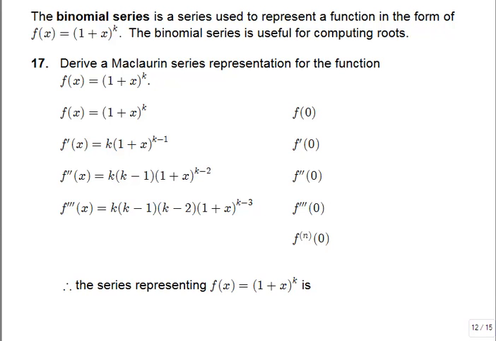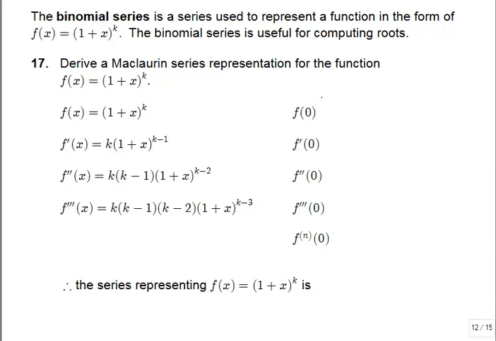So if you look at f of x equals 1 plus x to the k, if we want to derive a Maclaurin series for that, we're going to need to look at its derivatives and then plug in 0 for each of those since we're looking for a Maclaurin series. So here's our function. One derivative would bring down the k and subtract 1 from the power. Two derivatives, we would bring down the k minus 1 and subtract 1 from the power. Third derivative, bring down the k minus 2, subtract 1 from the power, and so forth.